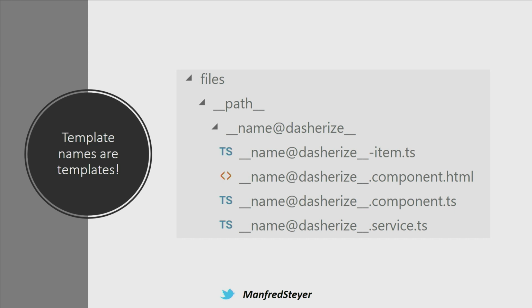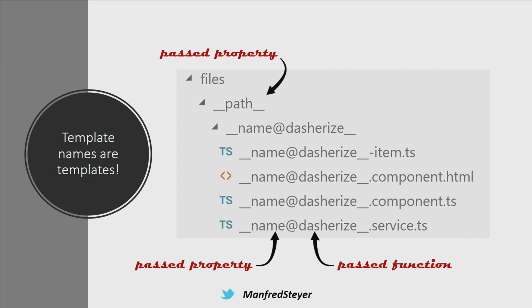One nice thing about templates is that the template name itself is a template. The template name itself can contain some placeholders. For instance, here I'm using the placeholder path. You just need to write it between two underscores. Or here I'm using the property name, the placeholder name, which contains the name of the component I want to generate. You can even use functions within your file names.